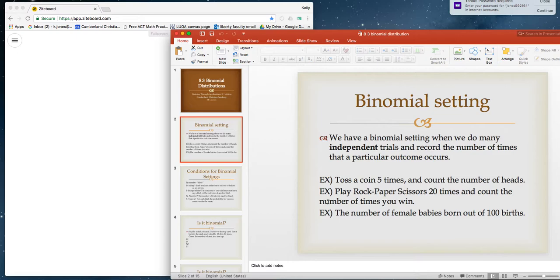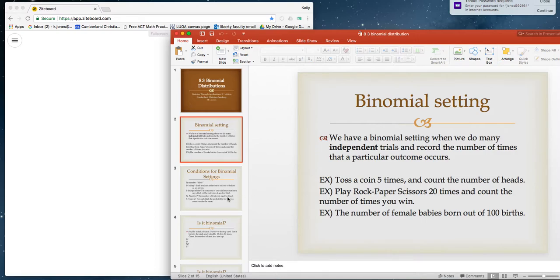And then the last one, the number of female babies born out of 100. Once again, we're going to assume that gender at birth is independent. So it's not like you have one girl baby and you can't have any more. That's not how that works. And we have a set number, 100. And we're trying to count how many females are born. So that is a particular outcome.